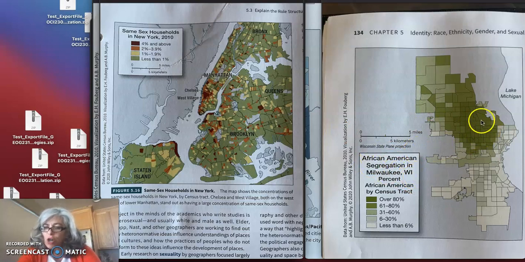So these dark green areas are the heavily populated African American areas of Milwaukee. Over 80% of the population in this area is African American. And this happened primarily as African Americans moved into this area during what we call the Great Migration. So after emancipation and in the decades that followed, during Jim Crow, things were easier. Things were more welcoming for African Americans in the North.